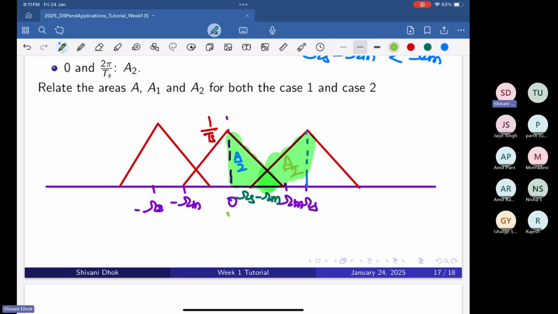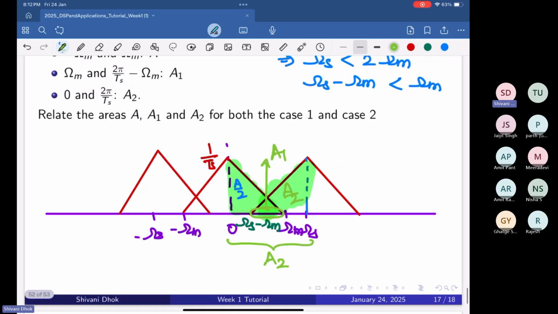And now this particular region has the area of A2, and this region has an area of A1. Okay, so now we need to figure out the area under this curve. So basically, when we are showing this overlap here, this particular thing gets added. So this looks like this. This basically looks like this, and so on. So now again, we need to figure out what this A2 is.